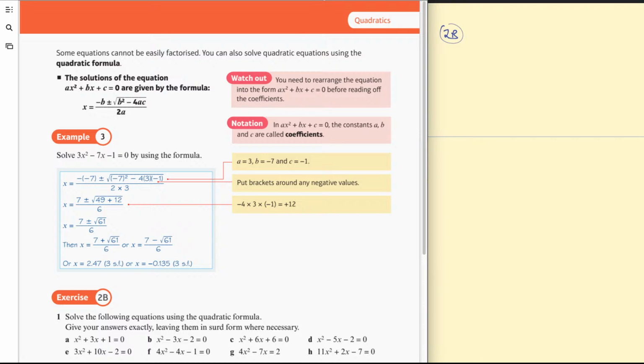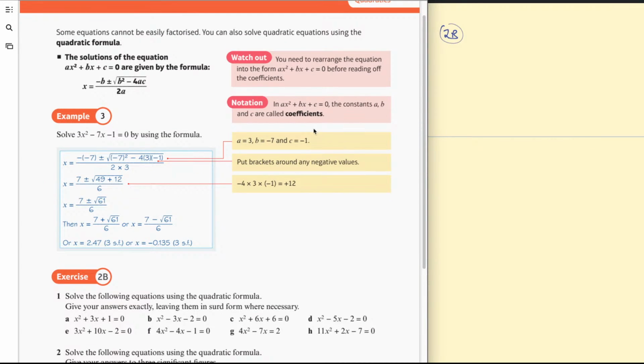On to the quadratic formula. Some equations cannot be easily factorized. You can also solve quadratic equations using the quadratic formula. The solutions of the equation ax squared plus bx plus c equals 0 are given by the formula x equals negative b plus or minus the square root of b squared take 4ac over 2a. Again, nothing new here. You encounter this quadratic formula in GCSEs.